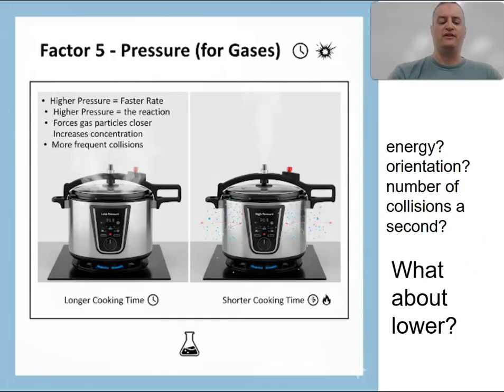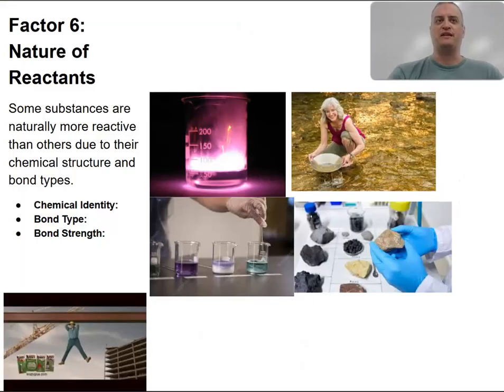Let's look at our last factor, which actually seems kind of funny, maybe think of it as the first, but it's the nature of the reactants themselves. So some substances are naturally more reactive than others due to their chemical structure and bond types. So what things it might change are energy, orientation, number of collisions, but it's actually just thinking about these different parts. So the chemical itself.